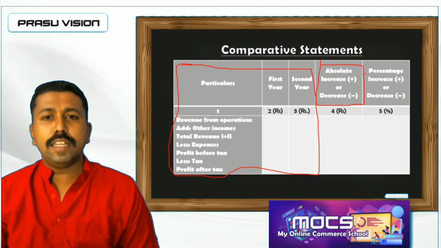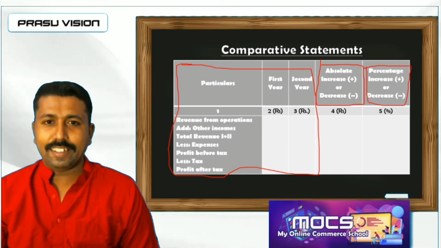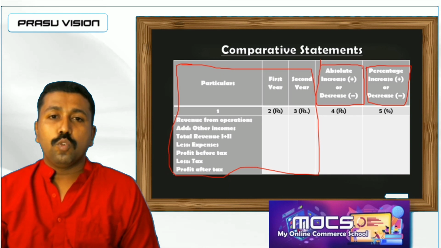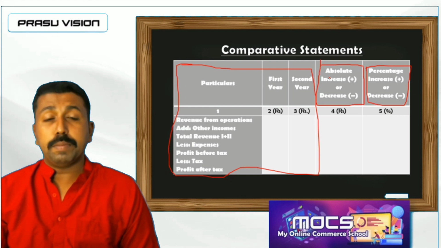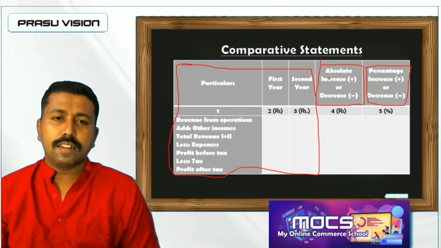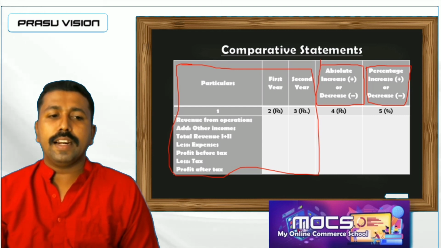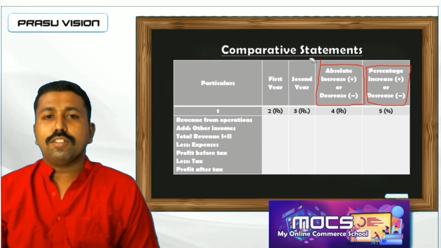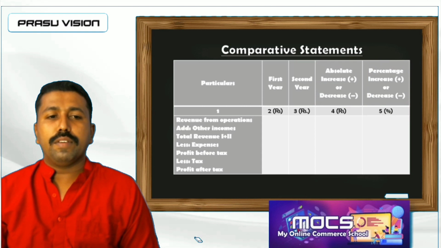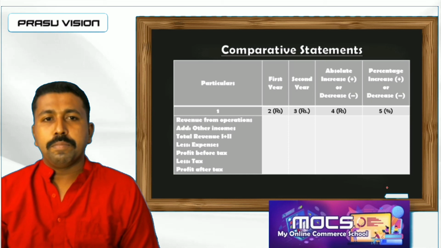Why are we calculating the percentage change? We are calculating the percentage change to identify what percentage of change happened, whether it increased or decreased, for that particular item from the previous year to the current year, from the first year to the second year. So keep in mind the format regarding the calculation and preparation of the comparative statement. We have to remember the format regarding the preparation of the comparative statement.